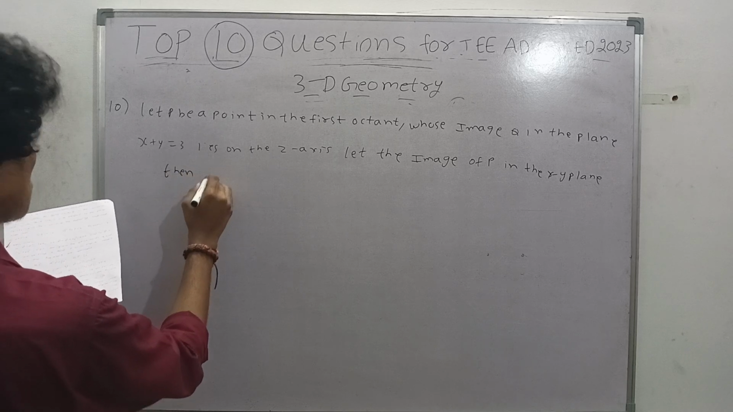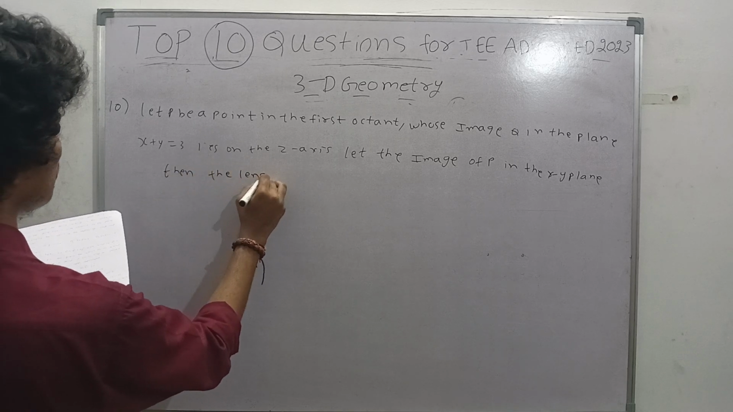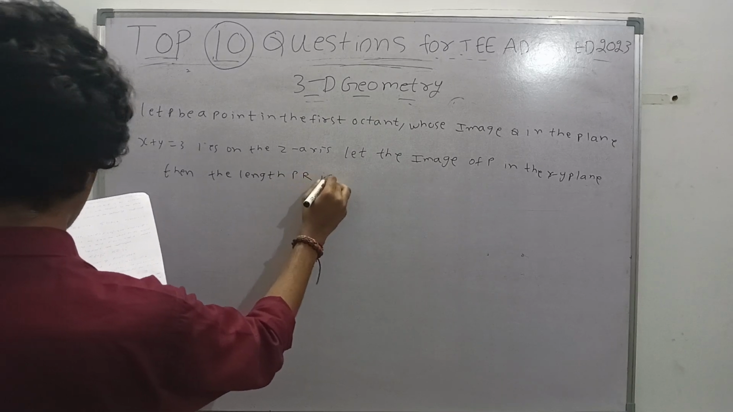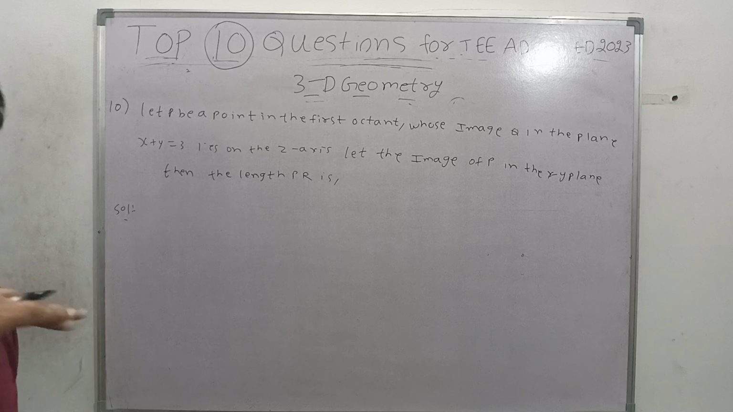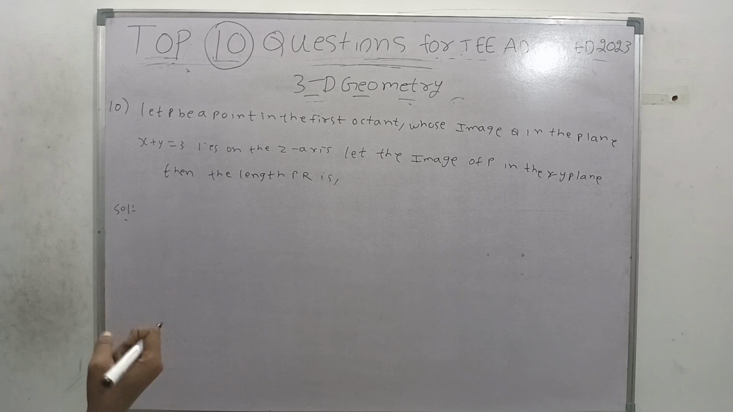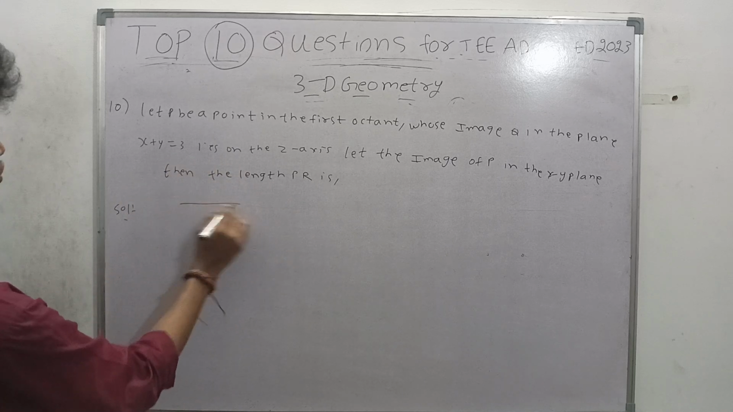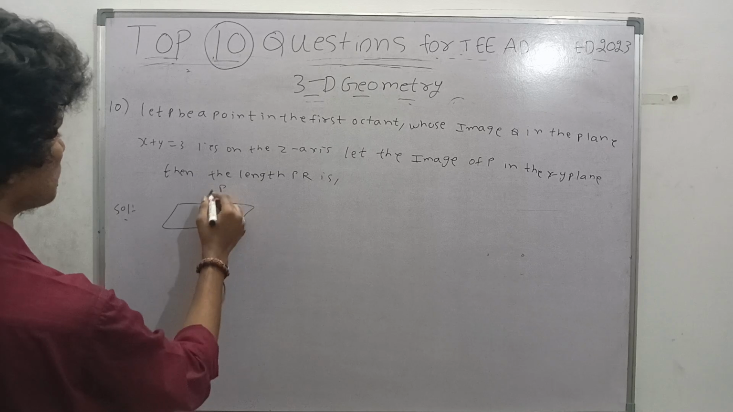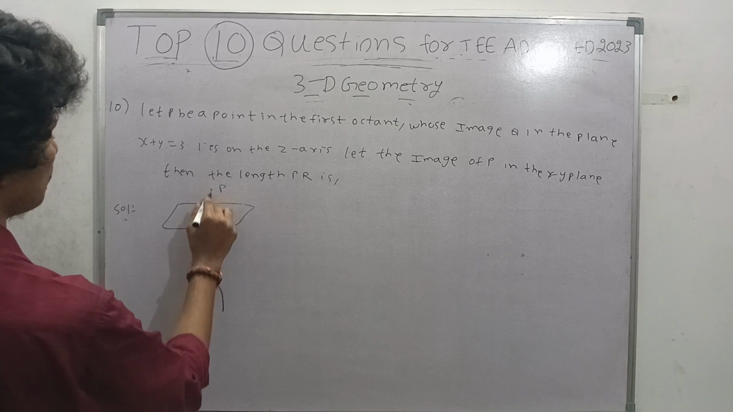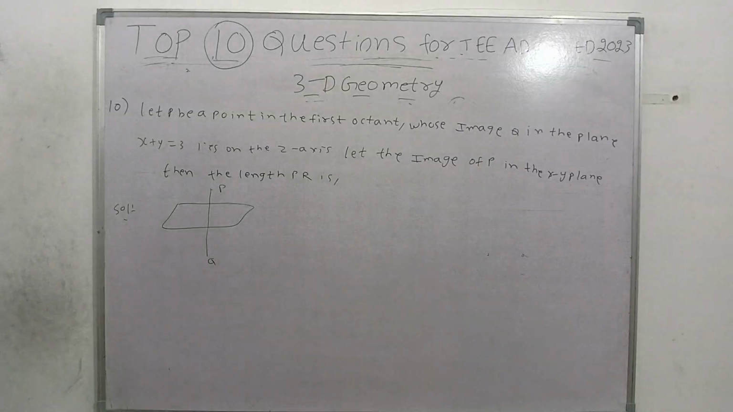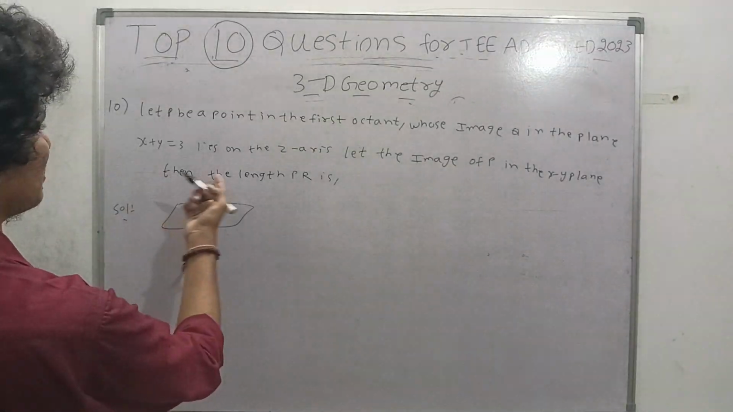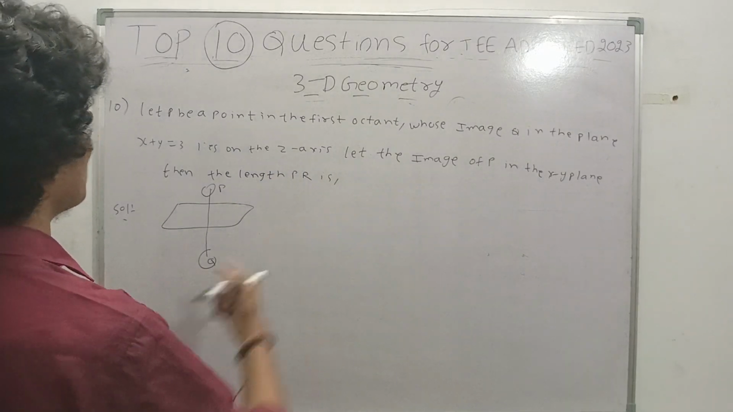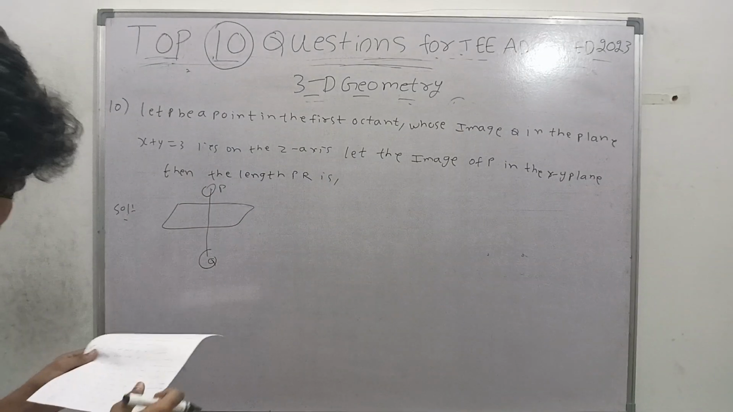Then the length PR is, what are they saying? Let P be a point in the first octant, and whose image Q in the plane x plus y equal to 3. So this is a plane, this is the point P, and this Q is a point, so PQ is perpendicular to this plane. It is very clear. And the image Q lies on the z axis. Let R be the image in the xy plane, then the length of PR. Now they are asking what is the length of PR.